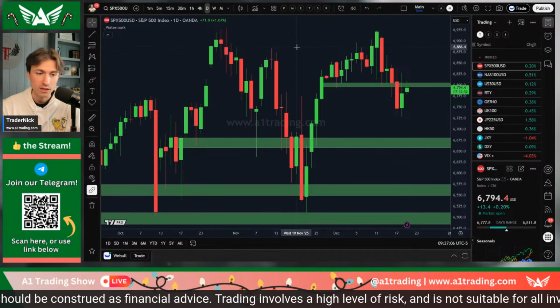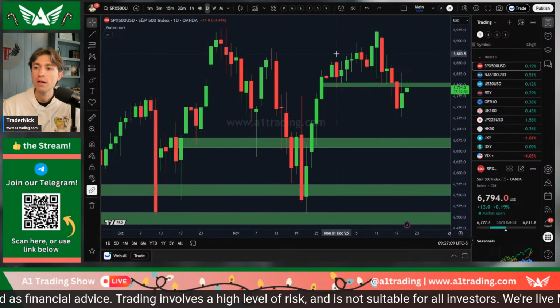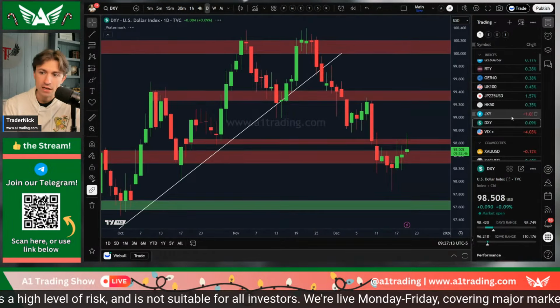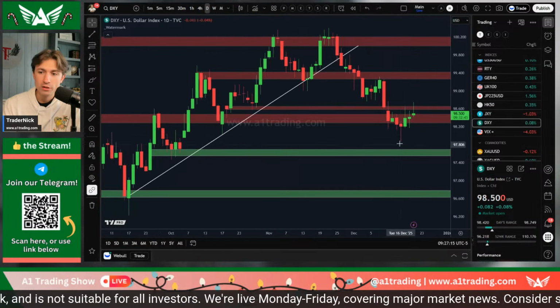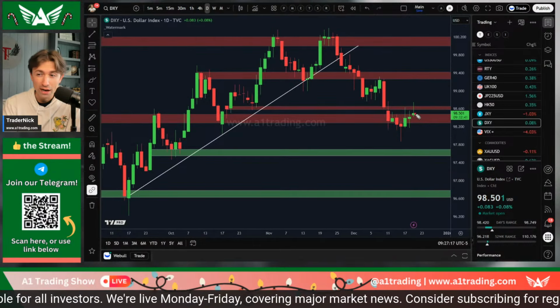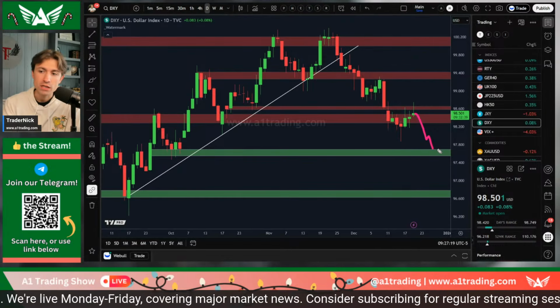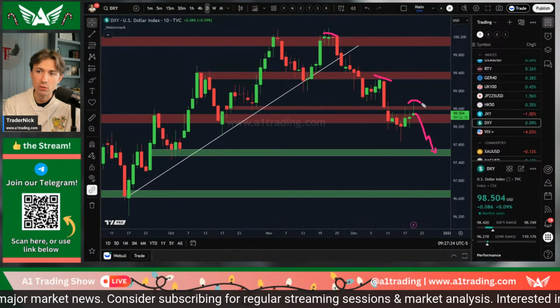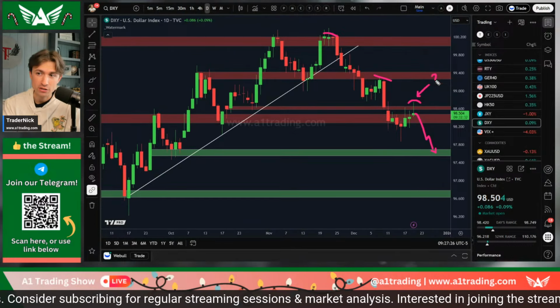Macro is king. Okay, so S&P 500 sitting here at resistance. I'm curious to see how that plays out today. Dollar index sitting at support. Curious to see if that goes lower. I lean more to the downside on dollar index. I think you have momentum here to the downside. We've been putting in these lower highs. Is that a lower high? That's the question for today.